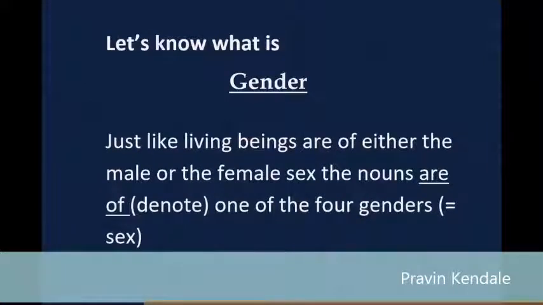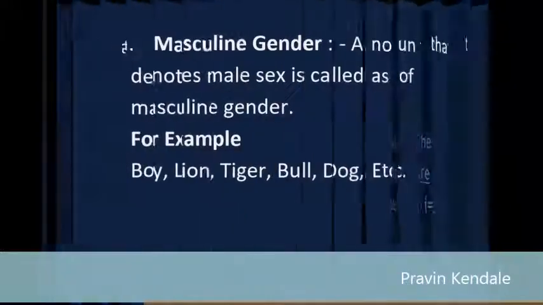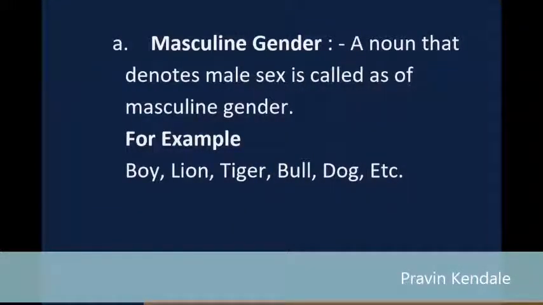Let's know what is gender. Just like living beings are of either the male or the female sex, the nouns denote one of the four genders, that is, sex. A. Masculine gender: a noun that denotes male sex is called of masculine gender. For example, boy, lion, tiger, bull, dog, etc.